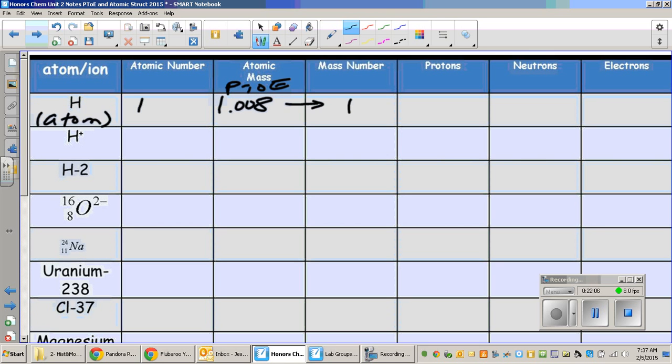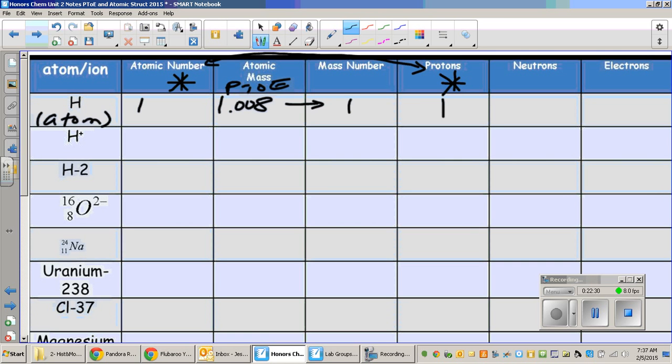All right, so if I know that the atomic number is 1 and the mass number is 1, how many protons does it have? 1. How did you know that? Protons are the same as the atomic number. So whatever is in this column should be exactly the same as what's in this column. No choices, because you're never allowed to change protons.